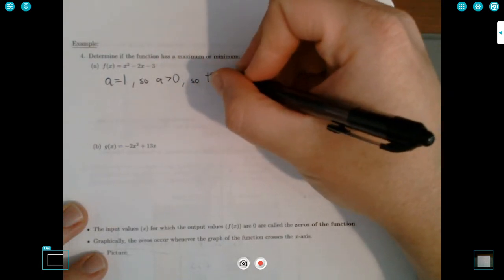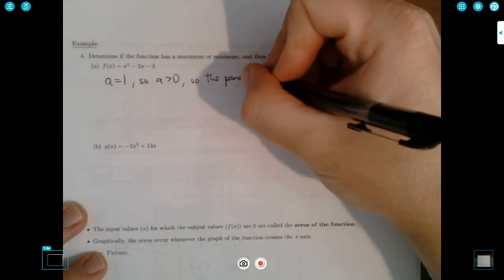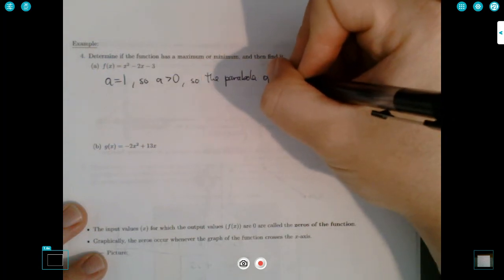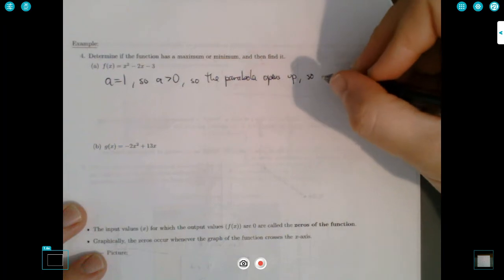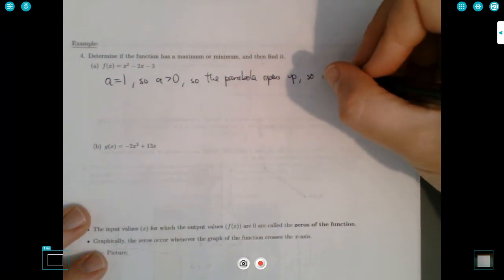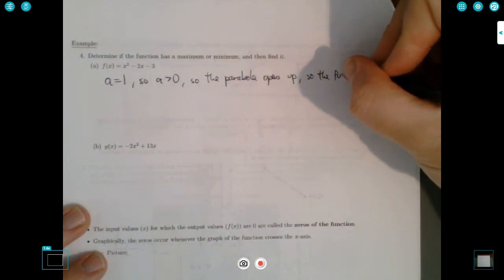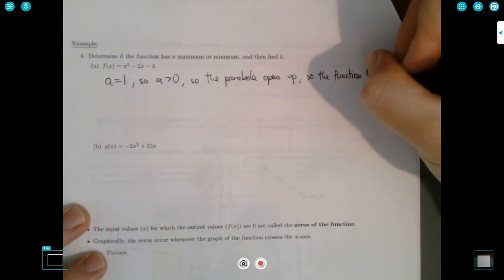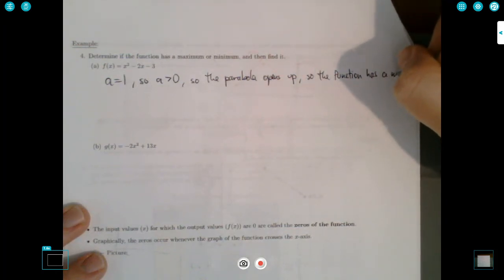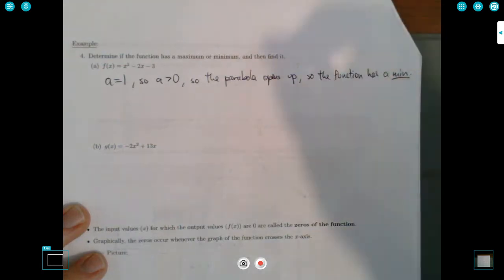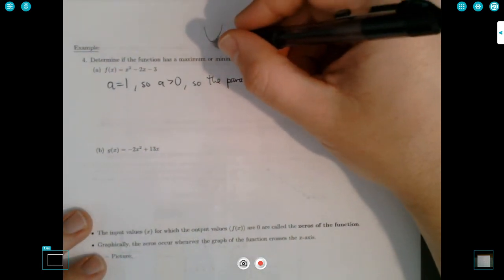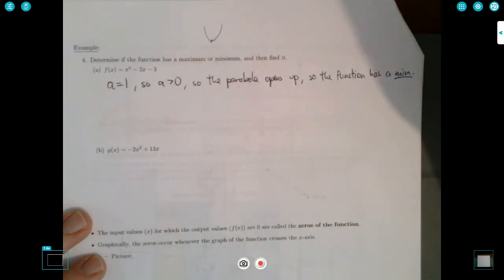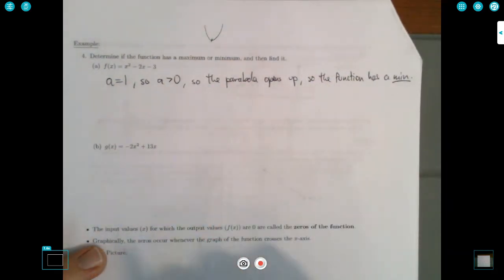So the parabola opens up. So the function has a minimum. Okay? It opens up, right? It's going this way, so it's going to have a minimum. All right. So let's find what the minimum value is.